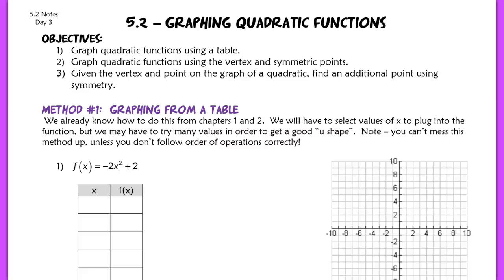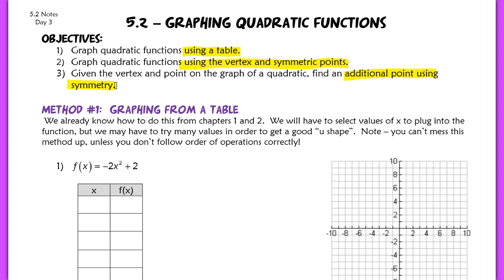This lesson is for section 5.2. We're going to be graphing quadratic functions. Today we're going to be graphing quadratic functions using a table, and then graphing them by finding the vertex and then using something called symmetry to find symmetric points. And then we're going to be given the vertex and a point on the graph. We're going to find additional points using that concept of symmetry again.